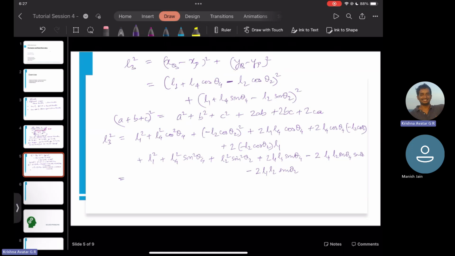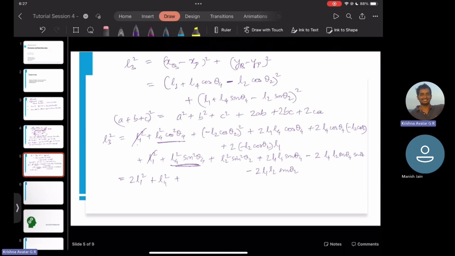Now let's rearrange all the things that we have. L1 squared occurs twice, so it will be 2L1 squared. Then we have L4 squared cosine squared theta 4 and then L4 squared sine squared theta 4, and you know that L4 squared will be common. Using the trig identity cosine squared plus sine squared equals 1, this means it is just plus L4 squared.